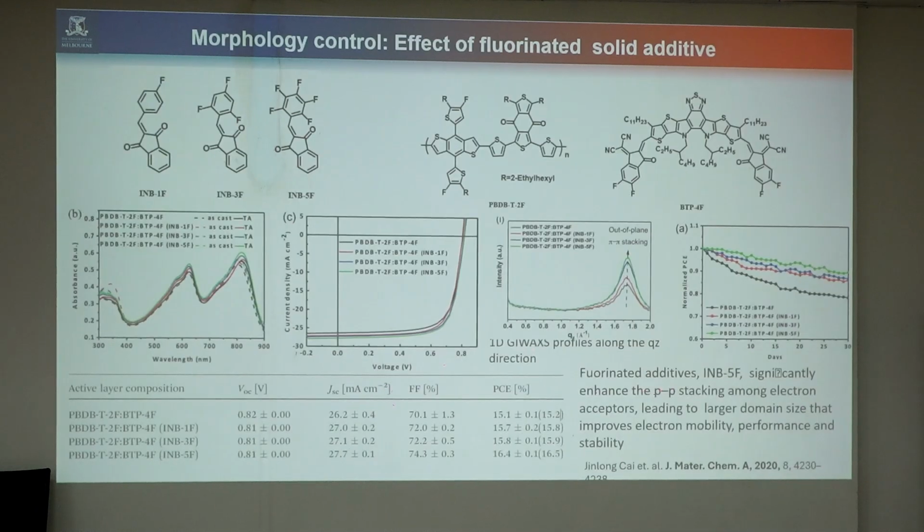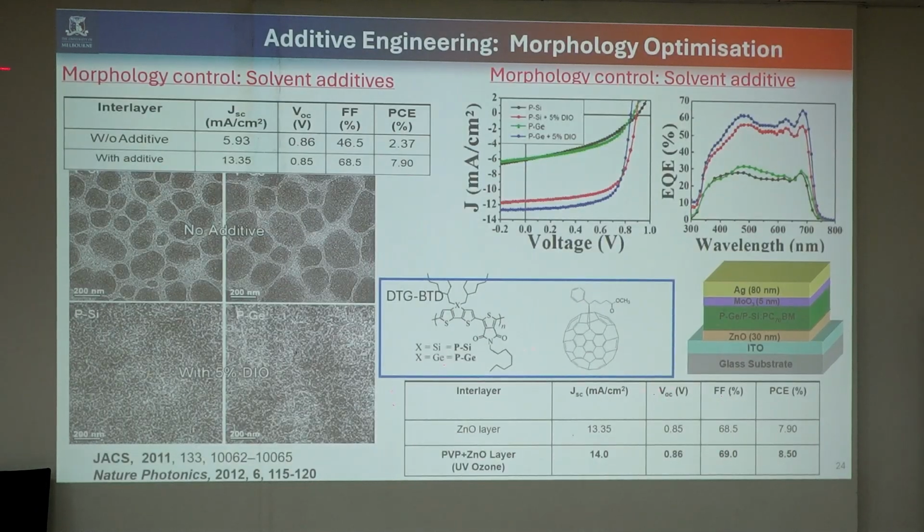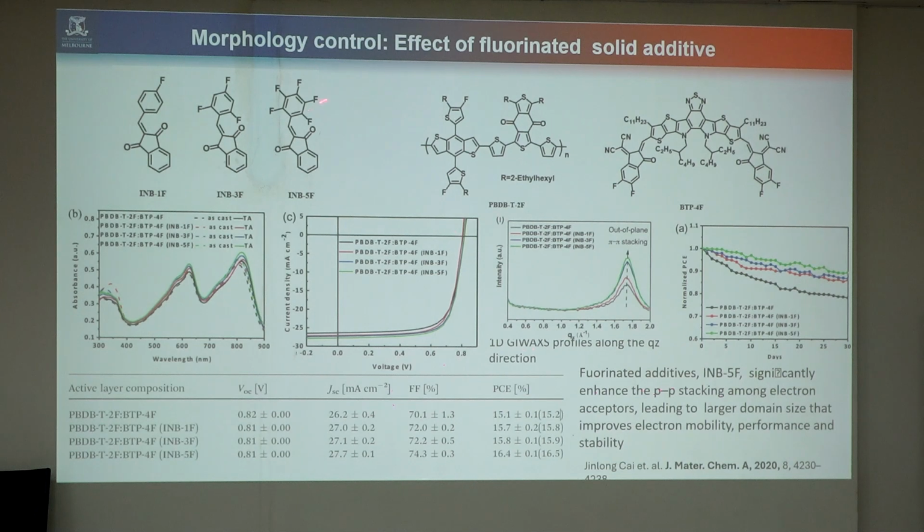Okay, now we see that this is solvent. The other one is a solid solvent additive. So instead of a liquid solvent, we can also add a solid material into the solution. That is another option. So we add this type of solid material, fluorinated.